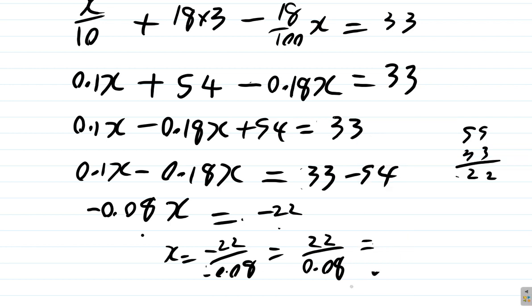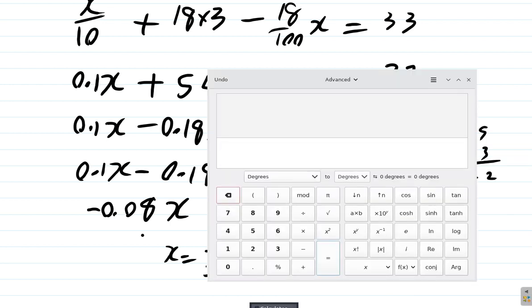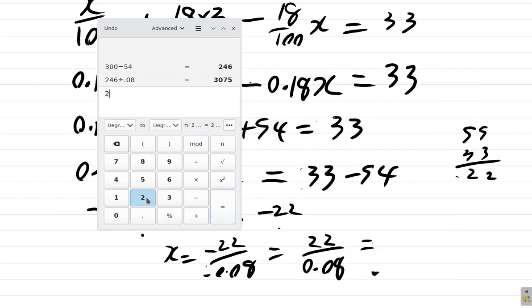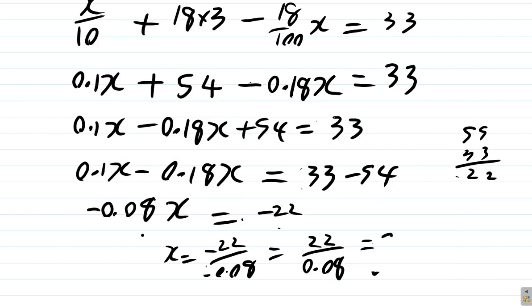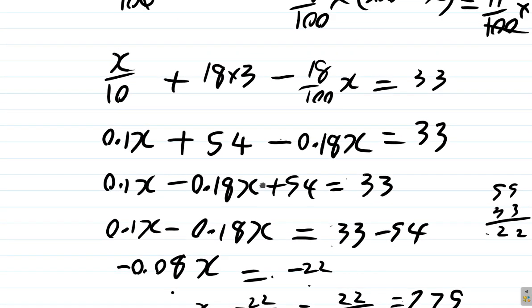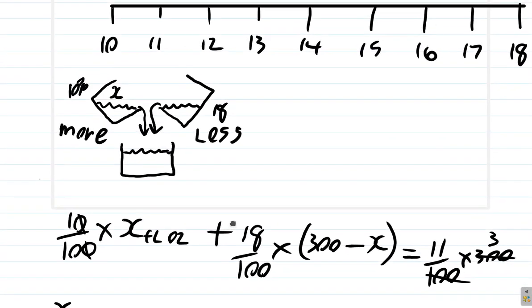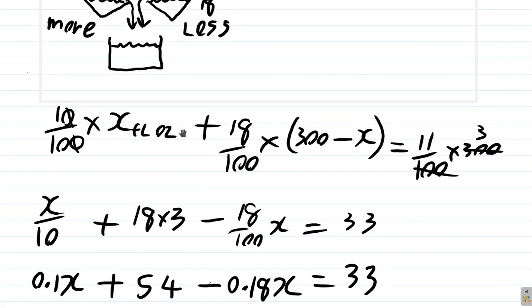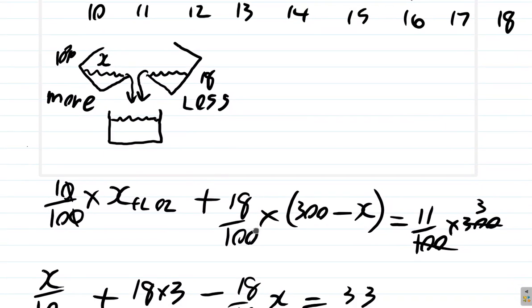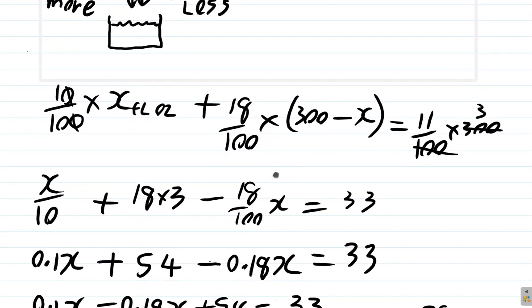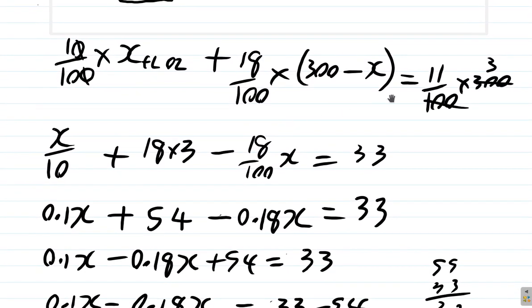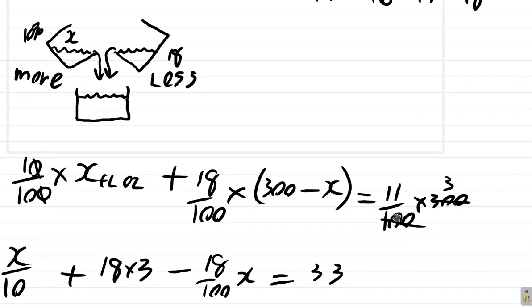Alright, so here now, back to our calculator. 22 over 0.08. What does that give us? 22 over 0.08 equals 275. We have 275. Alright? So here, remember, 10% of x plus 18% of 300 minus x equals 11 by 3, because 11% of 300. So when we cancel down, 11 by 3 is 33.